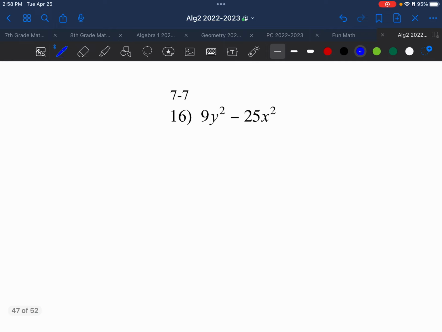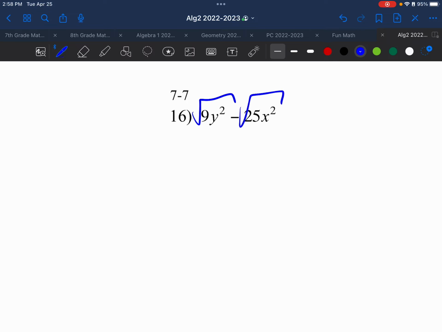16, can I factor out any number? No, I can factor out a 3, but that can't be a 3, so can't do anything really. This one, just jump into the square root of each of them, right? It's a little bit harder, but you can still do it. Square root of 9 is 3. Square root of y squared is y. And one of them is going to be a plus, one of them is going to be a minus. So I have a 3y again.